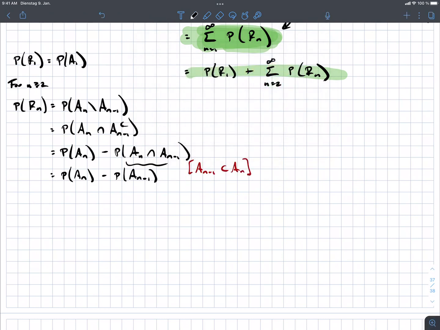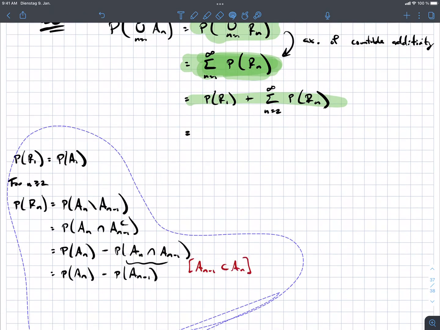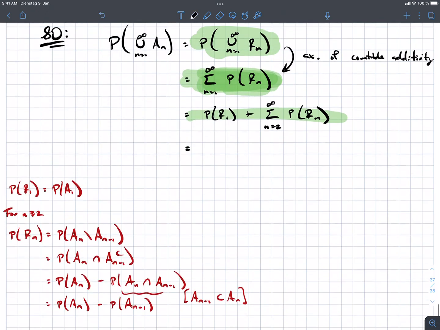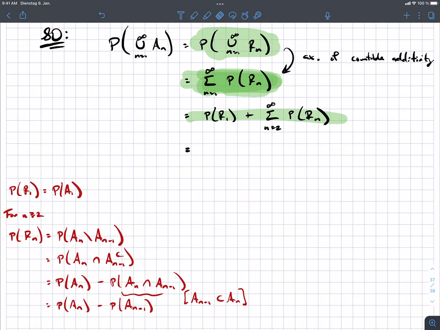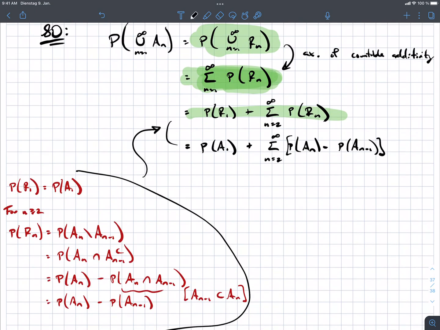All right, so now I want to come back. Let me make this all some different color. So that's the work we did over on the side. So how can I represent this now? This is just probability of A1, and this is n equals 2. This is probability of An minus probability of An minus 1. Because of all this work that we did here.